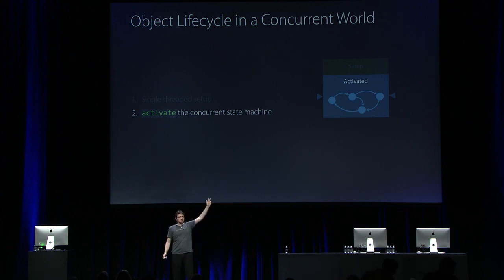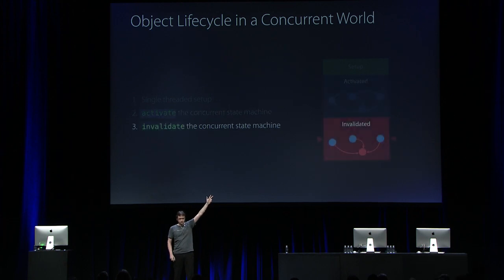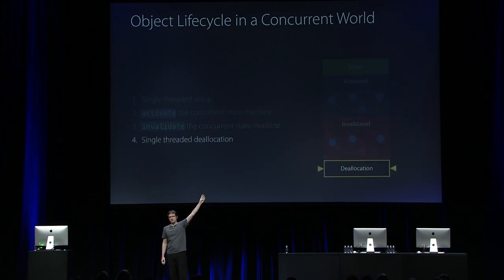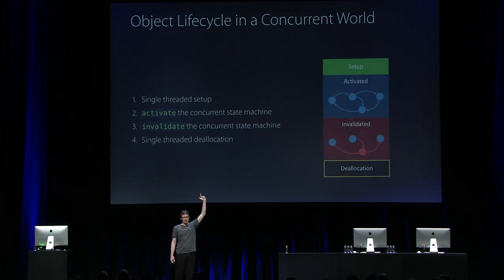And so the third step is invalidation. Invalidation is about making sure that all the parts, all your subsystems know that this object is going away, so that fourth, it gets deallocated. So let's repeat that: setup, activation, invalidation, deallocation.